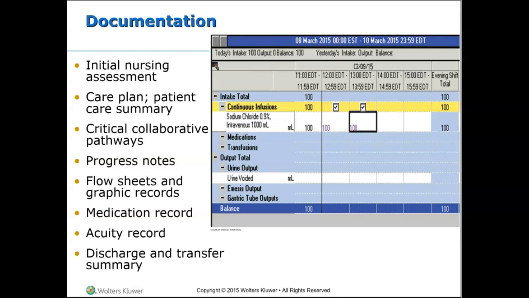Flow sheets contain the routine aspects of care being provided. Graphic records contain patient variables like vital signs, weight, intake and output, bowel movements, all of that kind of stuff. Medication administration records, or MARs, have all of the medications that have been ordered for the patient, including scheduled, PRN, as needed, stat, all of that, right? And the nurse documents in the MAR when we give the medication.